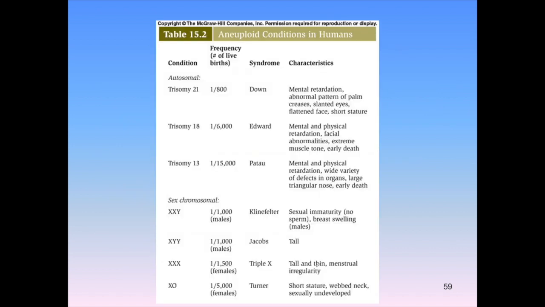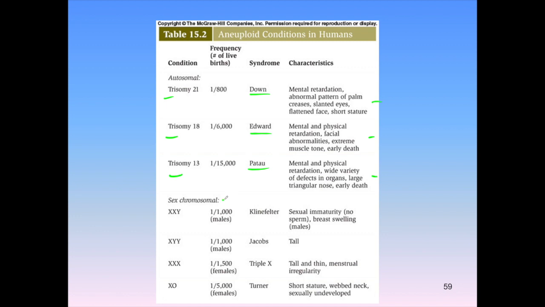So here are some examples of aneuploidy that is tolerable in humans. Trisomy 21, 18, and 13. Trisomy 21 is known as Down syndrome. Trisomy 18, meaning we have 3 copies of chromosome 18, is Edwards syndrome, and trisomy 13 is Patau's syndrome. All 3 of them have very similar consequences.